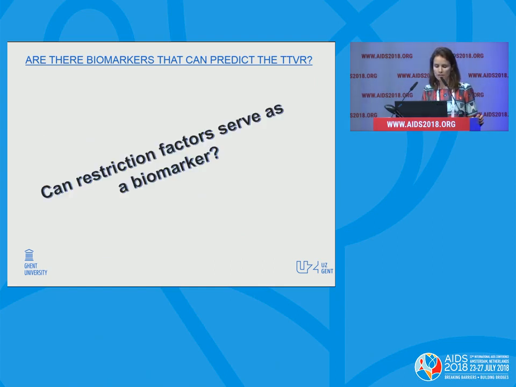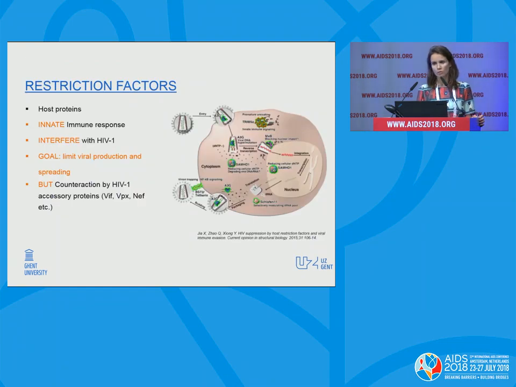Now for this study, we wanted to look whether the expression of restriction factors at different times on treatment and after treatment interruption could serve as a biomarker for time to viral rebound. Just to give you a small introduction: antiviral restriction factors, specifically for HIV, are host proteins that are part of the innate immune response, and their expression is regulated by viral sensing. Mostly they are part of the interferon pathway, and they are known to interfere with HIV with a specific goal of limiting viral production and the spreading of the virus.